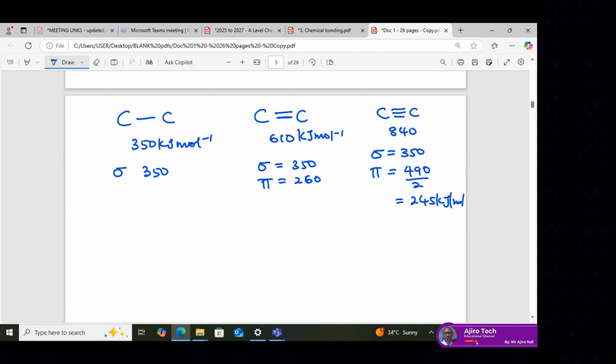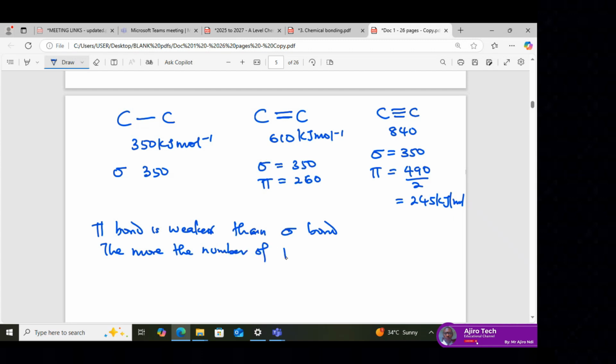Sigma bond is 350. When you have sigma and one pi, the pi is 260. When you have two pi, you become weaker again. Is that okay? So pi bonds are weaker than sigma bonds. The more the number of pi bonds, the weaker the pi bonds become. Do you understand that now?